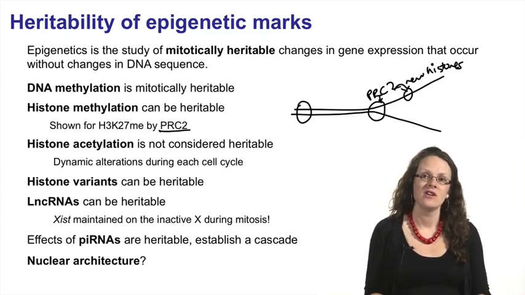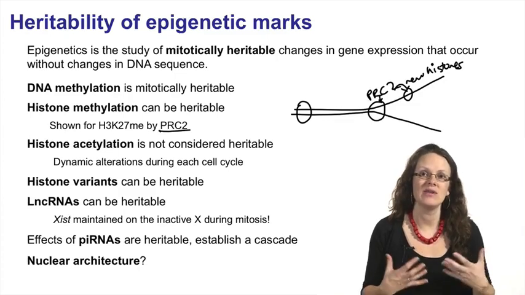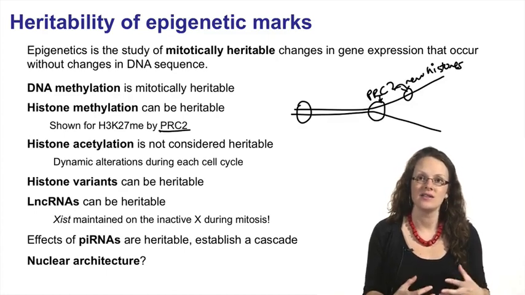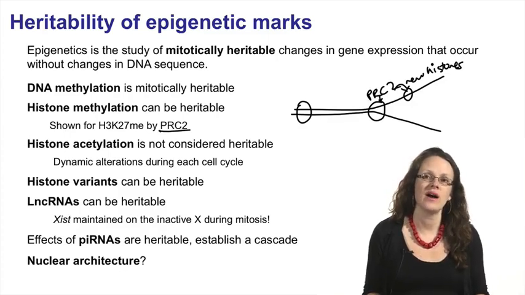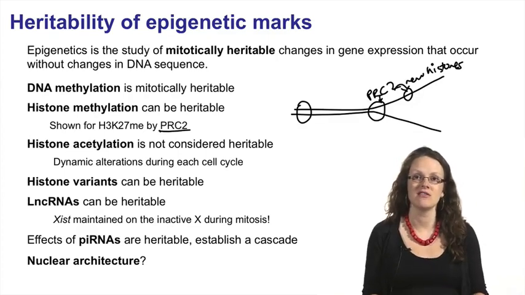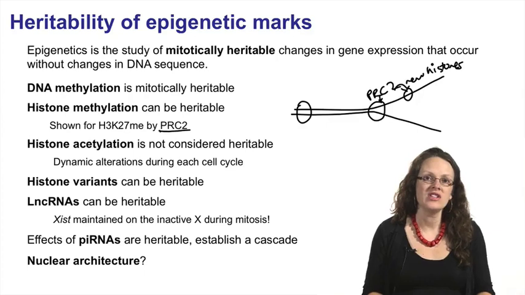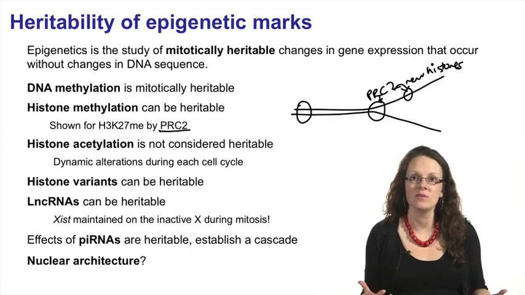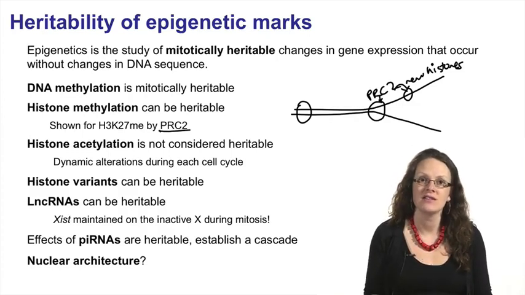piRNAs are a little bit different. The effect of piRNAs is to set up a cascade of epigenetic events, and so the epigenetic marks that they establish are themselves mitotically heritable. For example, piRNAs are able to direct DNA methylation, and we know DNA methylation is heritable. And we just spoke about nuclear architecture. We don't yet know how nuclear architecture can be mitotically heritable, but it seems that it likely will be because nuclear architecture within one particular cell type tends to be maintained.